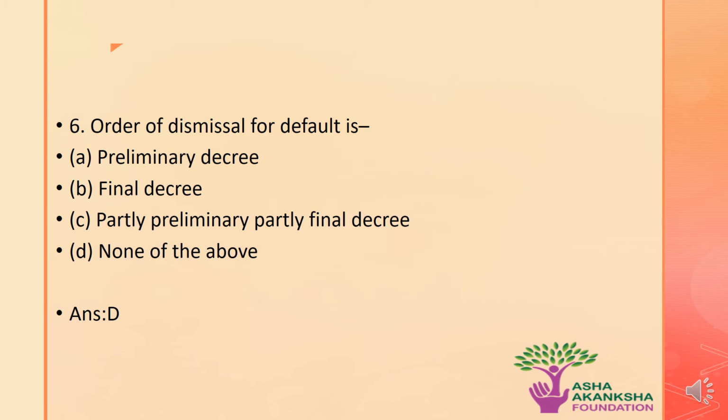So let's now go on to the next question, which is, the order of dismissal for default is which kind of decree? The options are A. Preliminary decree, B. Final decree, C. Partially preliminary and partially final decree, or D. None of the above. The correct answer to this question is option D. That means to say the order of dismissal for default is not a decree at all.